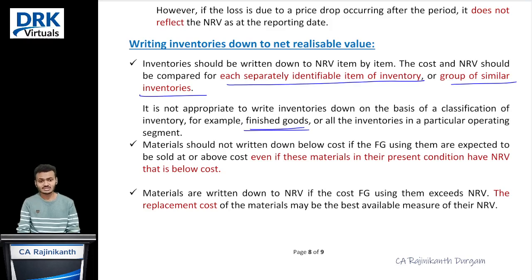Okay. And also inventories in a particular operating segment. Suppose we have a segment in Hyderabad and a second segment in Bangalore. We should not treat all inventories in the Hyderabad segment as a group of similar inventories. That is what the standard is saying. What I'm saying is, we need to compare the cost and NRV item by item or for a group of similar inventories. We should not compare finished goods to finished goods, raw material to raw material, work in progress to work in progress, or assume inventories located in one segment are a group of similar items, right? So that is what the standard is saying.